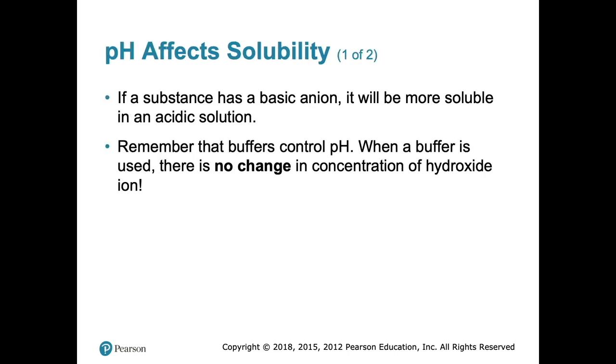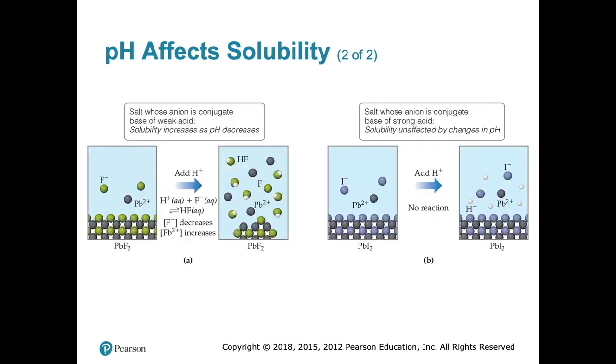Anyway, pH also affects solubility. If a substance has a basic anion, it will become more soluble in an acidic solution. That's just something you've got to remember. And remember that buffers control pH. So when a buffer is used, there's no change in the concentration of the hydroxide ion. Another thing to remember.